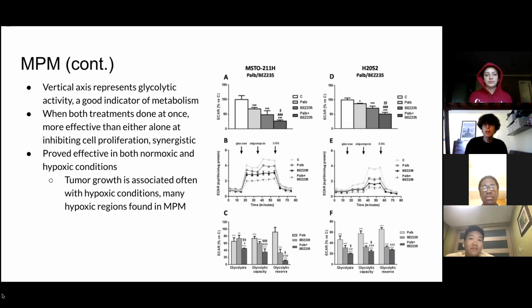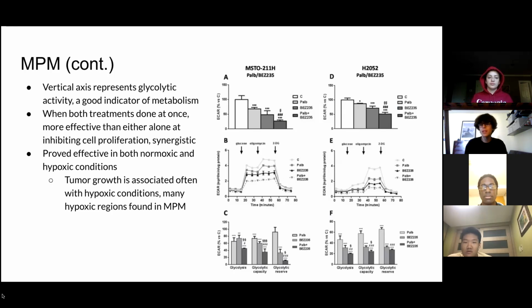And it's important because, contrary to what you might think, it doesn't always work that adding two things that work well alone is good. They don't always work well together. So it's even more effective, and it's exciting that they can work together. And it's proved effective in both normoxic and hypoxic conditions.